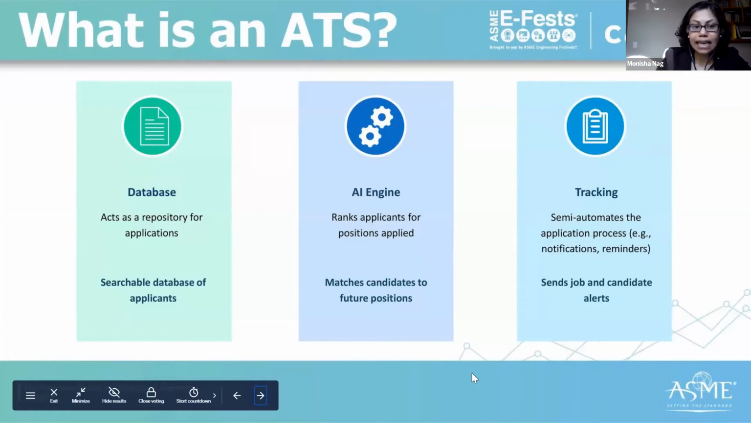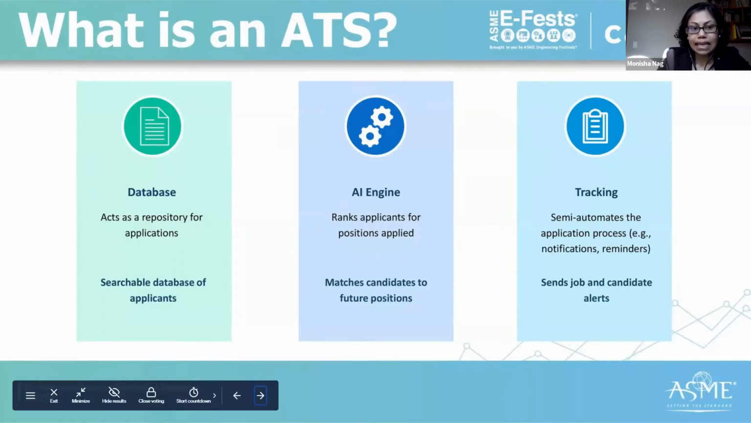So first, an ATS acts as a database of all applicants and all applications to current and past positions at a company. So if you have ever applied for a job at a company, the ATS will have all your profile information and details such as what positions you applied to, whether or not you got an interview, whether or not you got an offer, and so on. And this information is accessible to all the recruiters within a company.